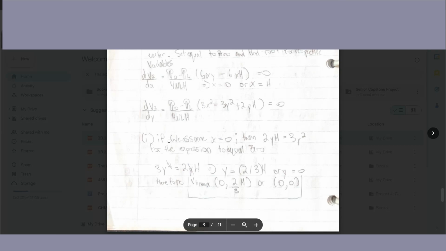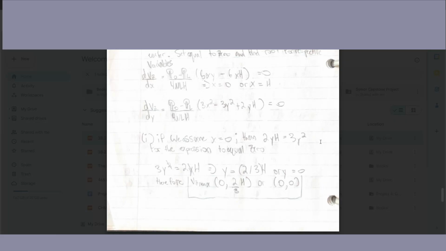Yeah, we're just getting rid of this expression here, because you could just divide that out and it's 0. So it's going to be 3y squared equals 2yh. And yeah, so that's what I get. Divide by y, you get 2h equals 3y. And then you divide by 3 and you get 2h over 3 equals y. Yeah, that's what you get.